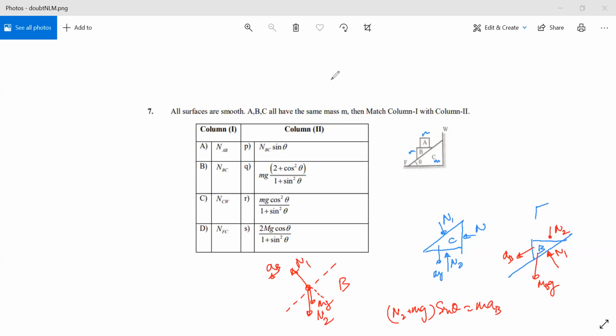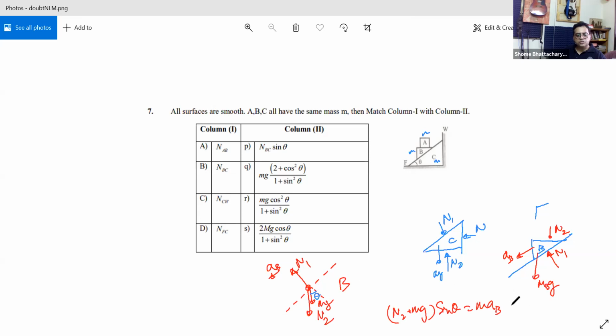Yes, sir. See, this equation makes sense, right? So this is my first equation. Now you see it's got how many variables? It's got two variables, AB and N2. So I need at least one more equation. So that brings me to the block A.